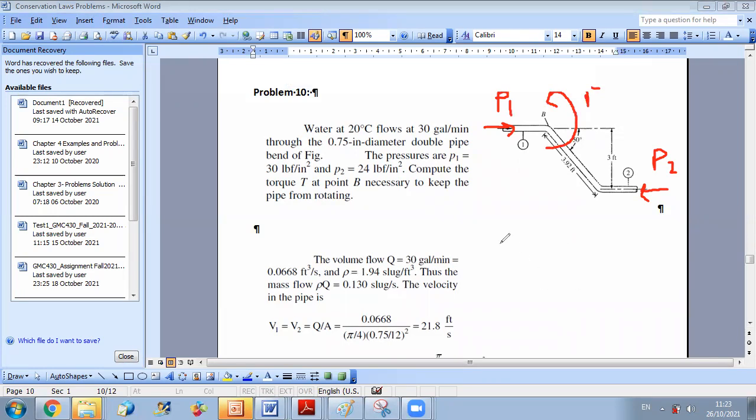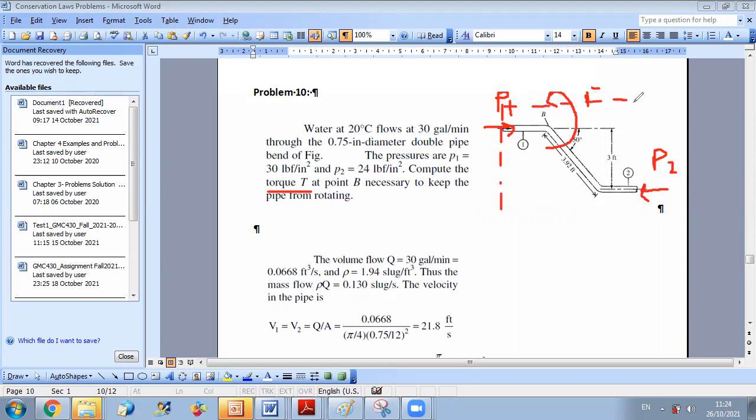So, how to proceed in such a problem? First, since they are asking for a torque, you should think about the angular momentum law, okay? Now, of course, here it's clear what should be my control volume. I will take my control volume, the whole system, and I will draw the free body diagram of forces, okay?